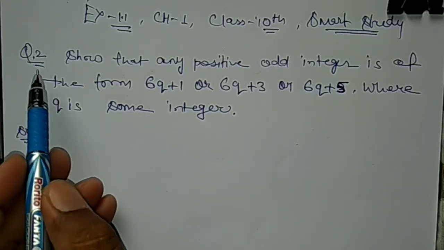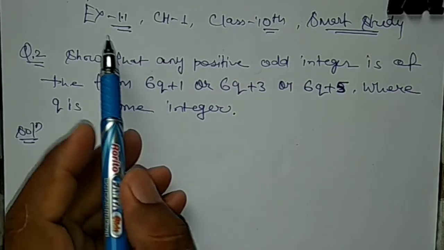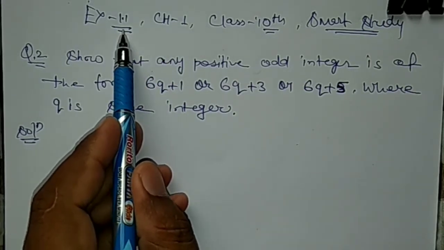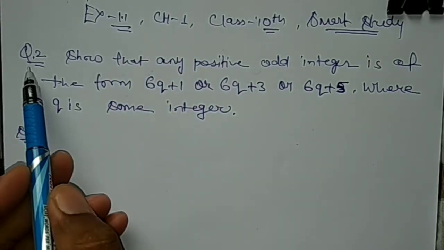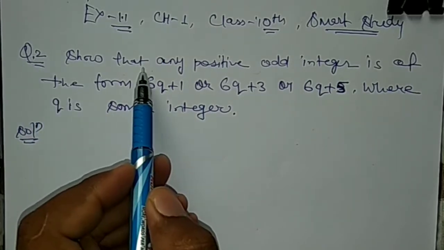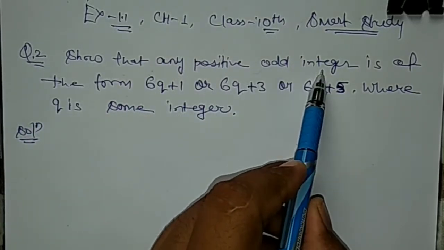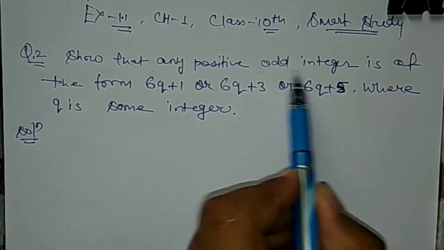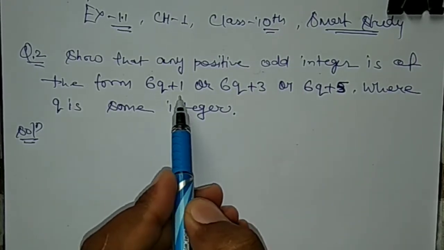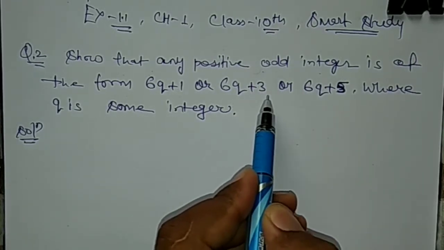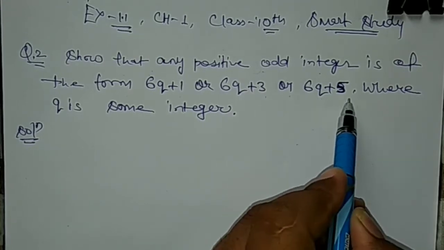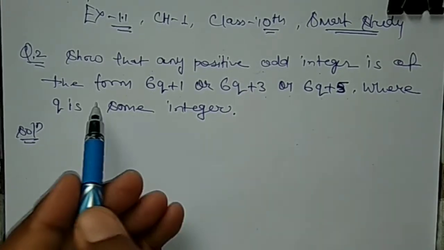Let's start. Now come to question number 2 of exercise 1.1, chapter 1. Question number 2 is: show that any positive odd integer is in the form of 6q plus 1, 6q plus 3 or 6q plus 5, where q is some integer.